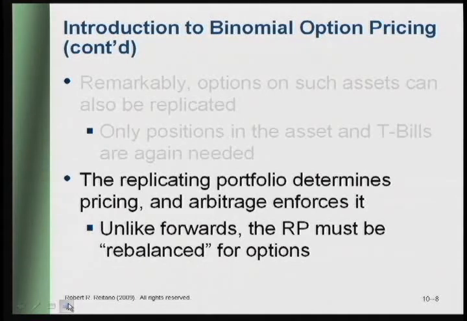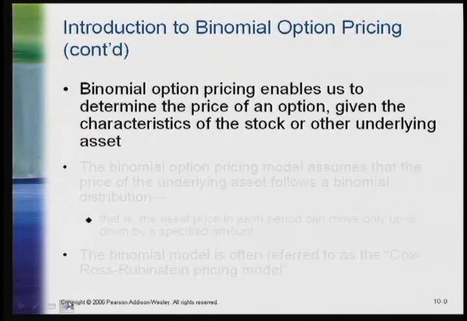But there is a difference between forwards and options when you replicate, and that is the forward replication portfolio was purchased at time zero and held constant until maturity. In option pricing, it turns out that the replicating portfolio has to be rebalanced. And in all of the option pricing that we're going to investigate, we will see the rebalancing between the stock and the T-bills as you move through time. A binomial option pricing model enables us to determine the price of the option because it simplifies the creation of this replicating portfolio.